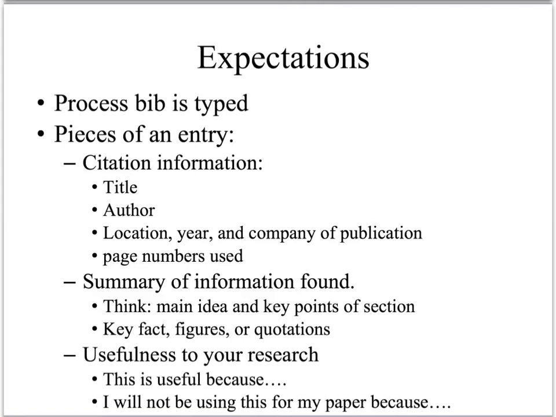So the pieces of an entry, there are 3 pieces. First, you need to have the citation information, which is the title of the thing. So it's the title of the book, the title of the academic journal you got it out of, the title of the newspaper and the article. But citation information: who wrote it, the location, year, and company of publication, so that you can track it down.